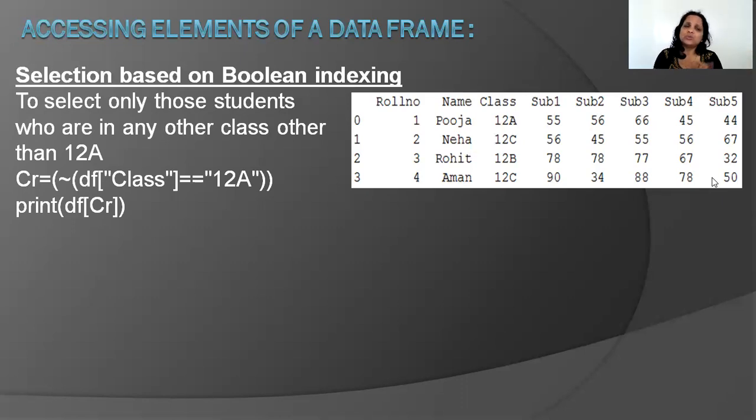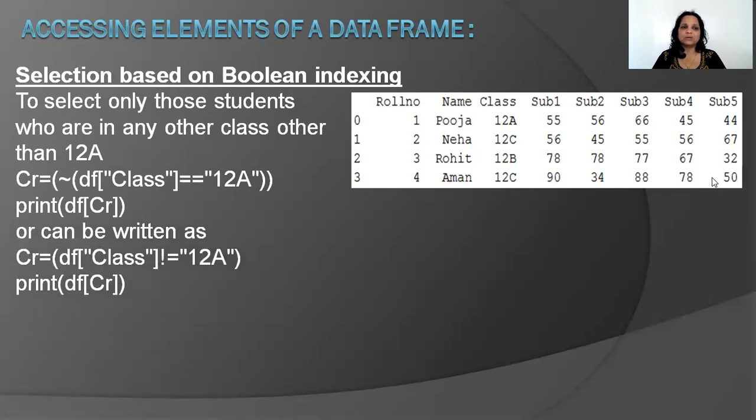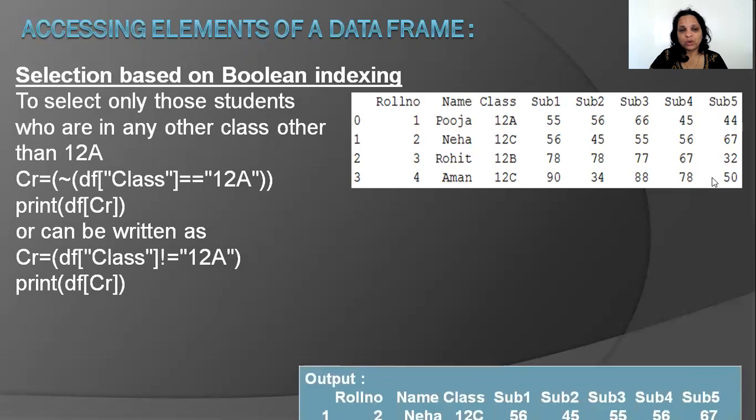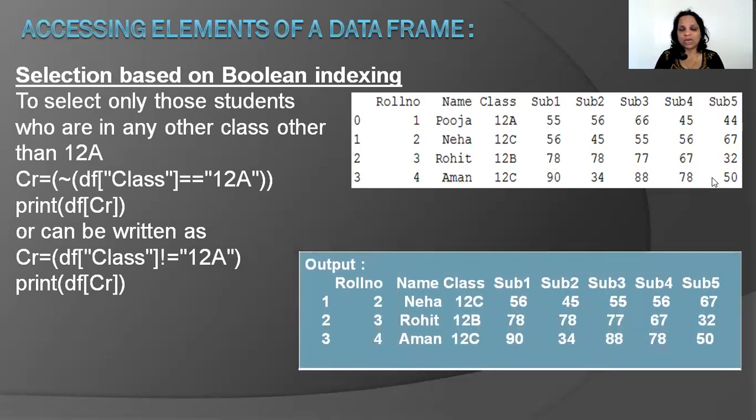Could I do this without using the not, the tilde sign, and instead using the relational operator not equal to? Yes, I could even do this. DF of class not equal to 12A would mean the same. It's up to you. And you must have learned even in MySQL, the not operator can always be replaced by the not equal to operator. Only thing is the not operator is a logical operator. The not equal to operator is a relational operator. So when I say that, can you see it gave me everybody other than students of class 12A?